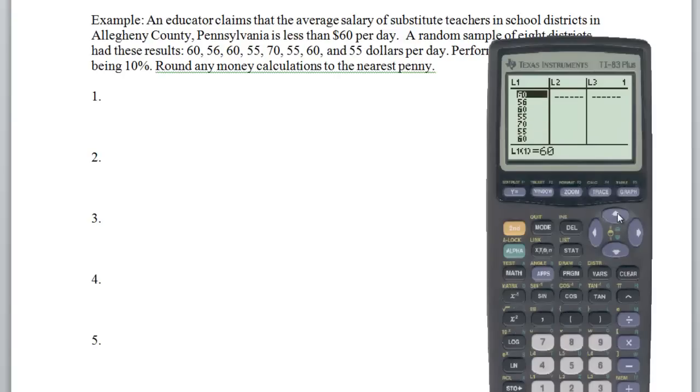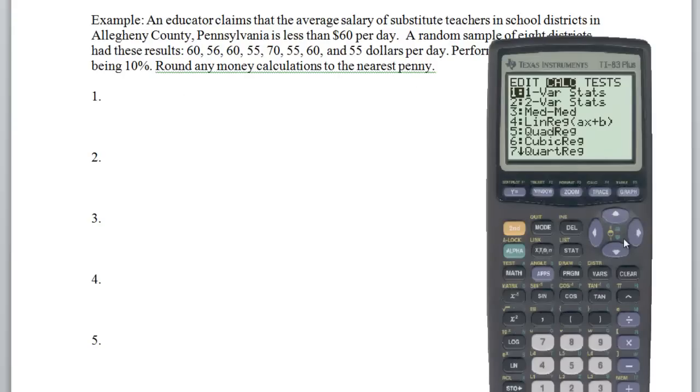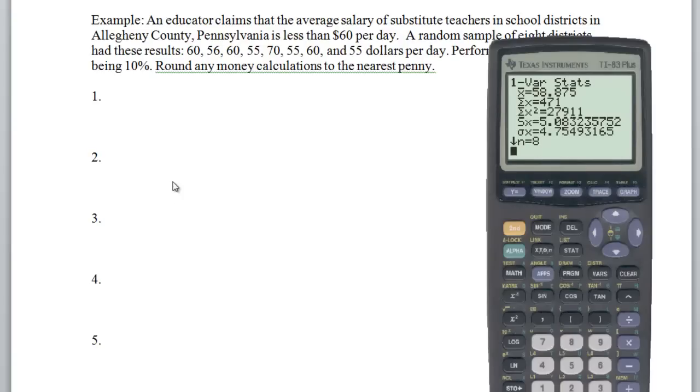All right, now to get the average and the standard deviation we're going to need, because I want to round any of my money calculations to the nearest penny, we're going to go stat, right, 1, and then enter. Okay, so it looks like my average salary is $55.88, and our standard deviation, we're going to use the uppercase S here, which is $5.08. Okay, I'm going to freeze that and take it to my screen draw here.